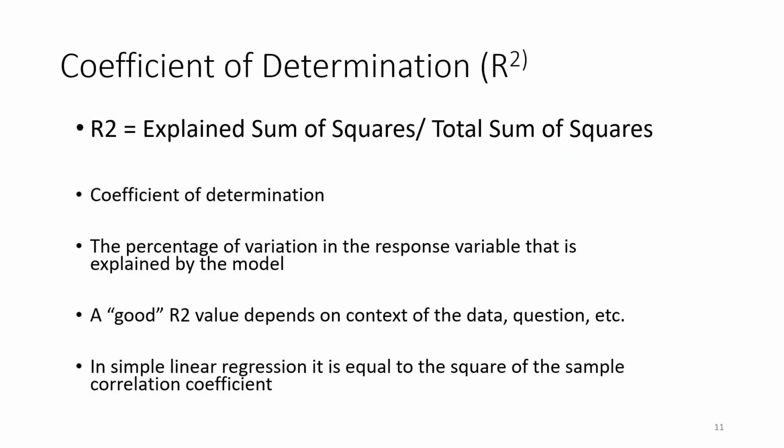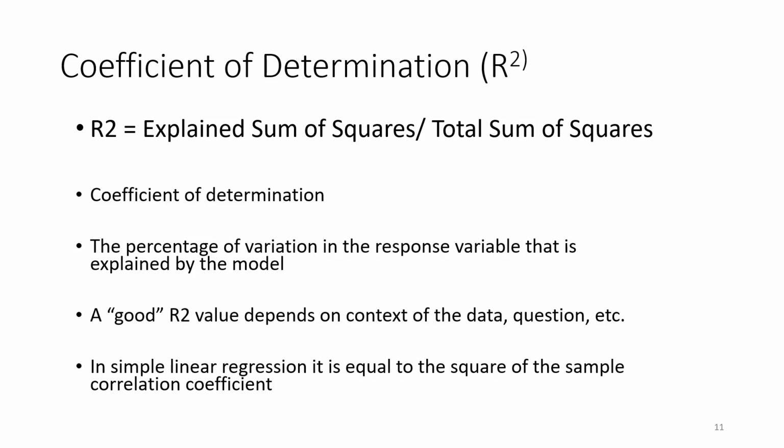So what do all these sum of squares mean? One, it helps us get a feel for the goodness of fit of a model to the observations. And we can do this through the calculation of what's called R squared, or the coefficient of determination. R squared is the explained sum of squares over the total sum of squares. So if the explained sum of squares is a larger proportion of the total sum of squares, the model is explaining a greater percentage of variation in the response. R squared is the percentage of variation in the response variable that is explained by the model.